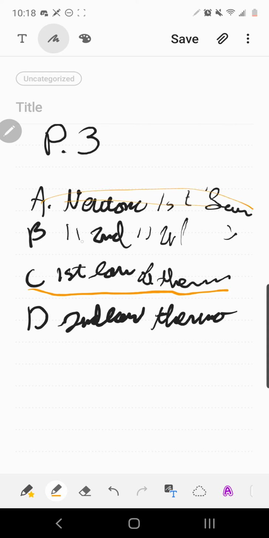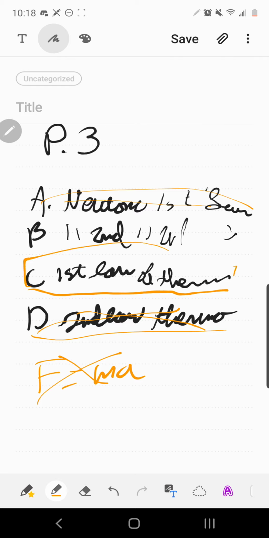B, Newton's second law: force is equal to mass times acceleration. Again, you could use this to find some conservation equations, but not the specific one we want, so we can cross that out too. Second law of thermodynamics, I don't believe that applies here either. So our only choice is the first law of thermodynamics, and that is the answer. C.